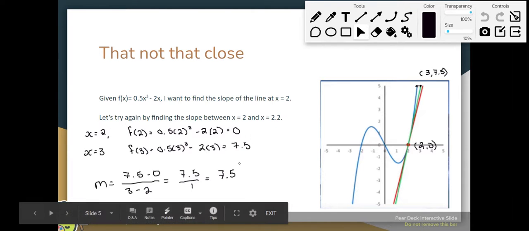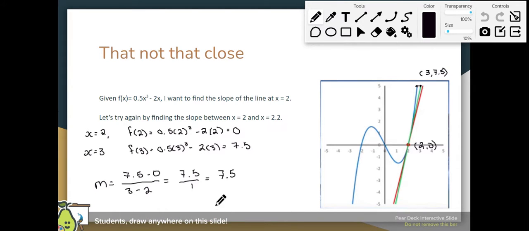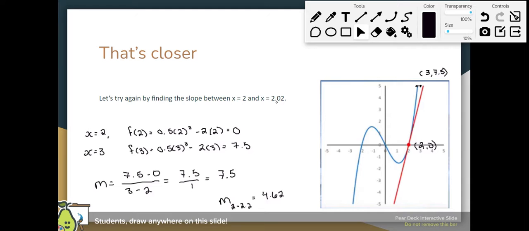So for between 2 and 3 we had a slope of 7.5, and between 2 and 2.2 we get a slope of 4.62. And you can see that that's a lot closer, but it's still not exact. So we can even go one step further and go 2 and 2.02. So you can see that one's even closer.